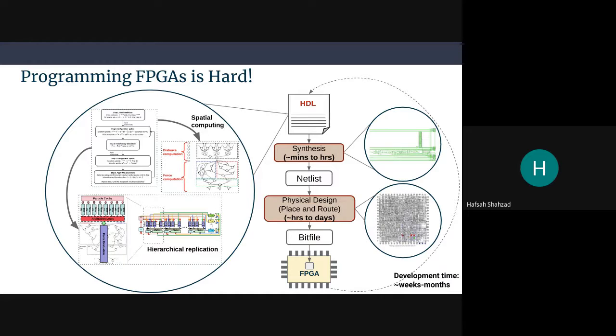And in addition to that, there's a hierarchical replication of functions. So literally hundreds of thousands of functions can be replicated in order to express parallelism on FPGAs. All of this makes the coding of FPGAs pretty hard. Moving on to the next slide, please.